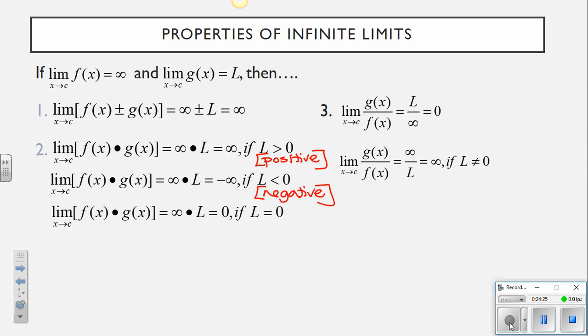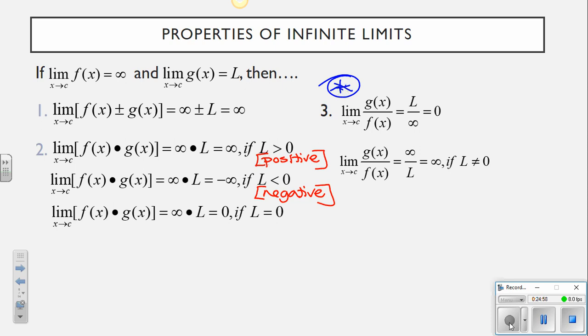Now, the one that we use the most when we're talking about infinite limits is going to be number 3. Notice here that if g of x is approaching a number and f of x is approaching infinity, a number over infinity is what? 0. Does that make sense? Because the x is not 0. The x is approaching c, some random value c. But if you have some number L over infinity, you're approaching 0.